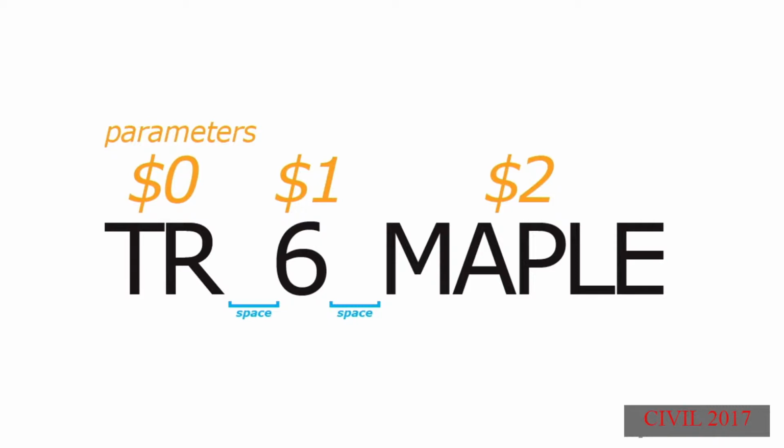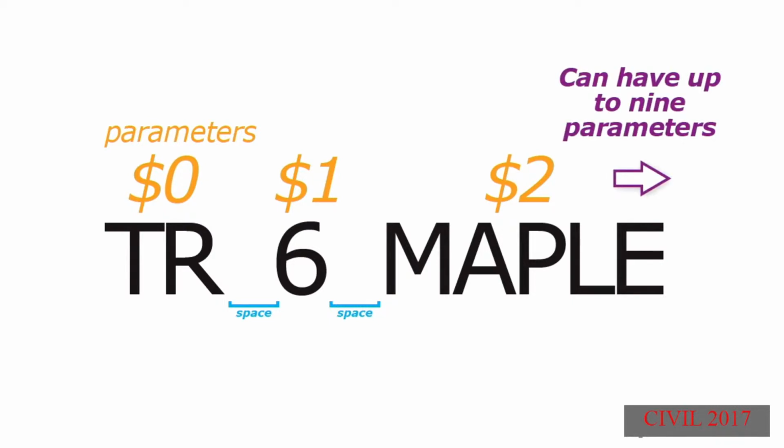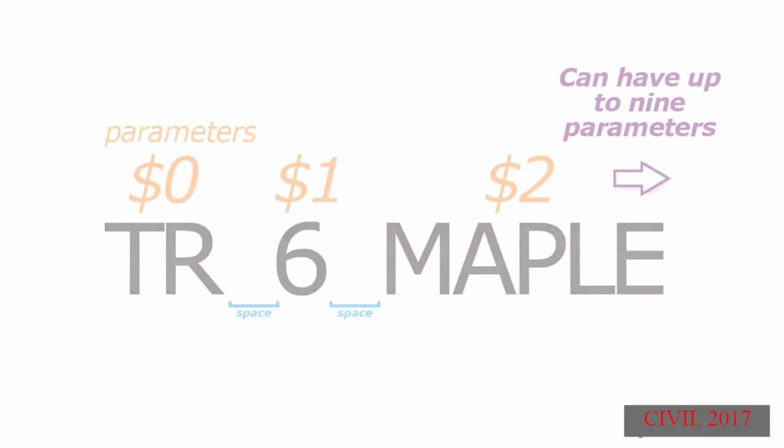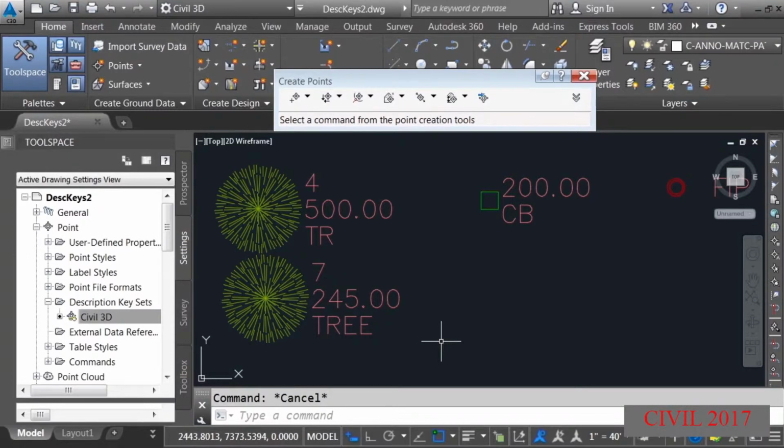Parameter 2 represents the species, and so on. In the event you're wondering, we can have as many as 9 parameters, so we can collect and label quite a bit of information on each point. Let's return to Civil 3D, and let's customize the tree description key such that we can label the trunk diameter and species.